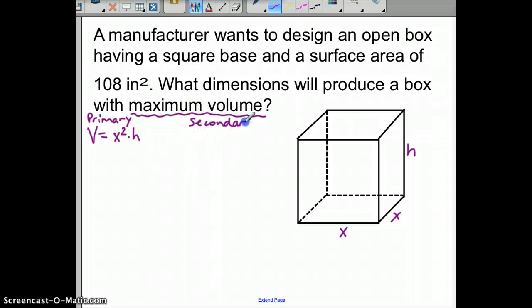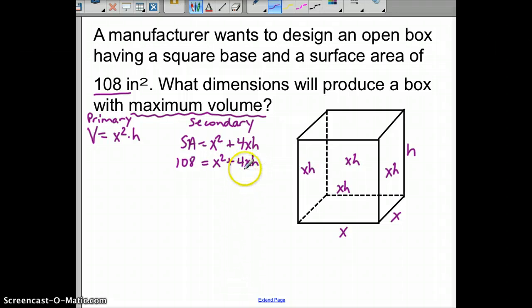So secondarily, I'm going to use the value that they gave me of 108 square inches, which is my surface area. Surface area of this box would be x squared for the base, but it's an open box, so there's no top, so I'm not going to have 2x squared. The front will be xh, the right side will be xh, the left side will be xh, and the back will be xh. So I'll have 4xh's, so I'm going to add that on. That's my surface area, and I know the surface area is 108. So I'll have 108 equals x squared plus 4xh.